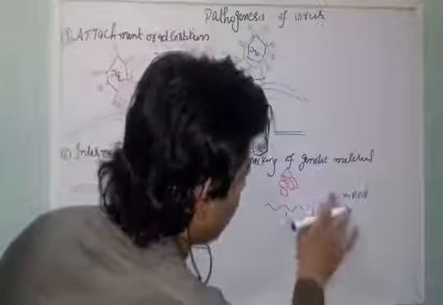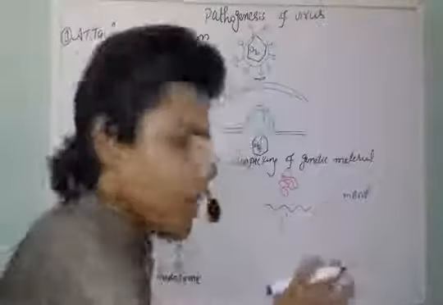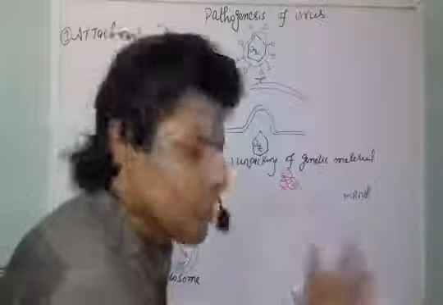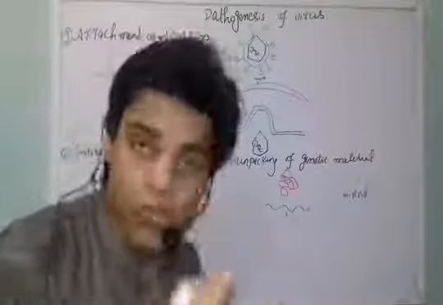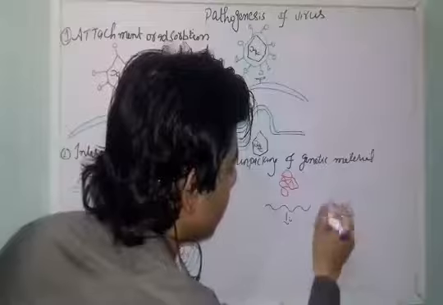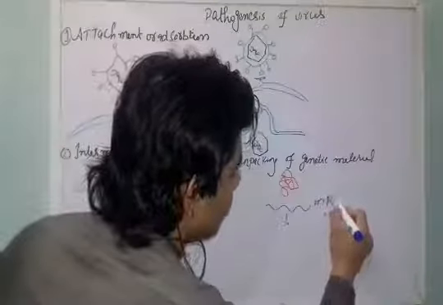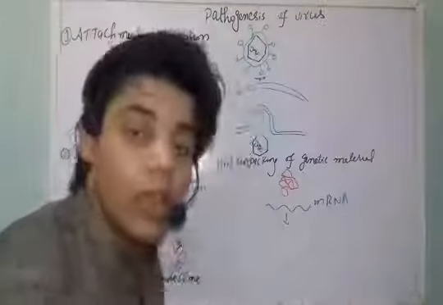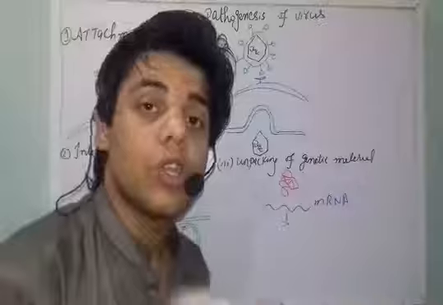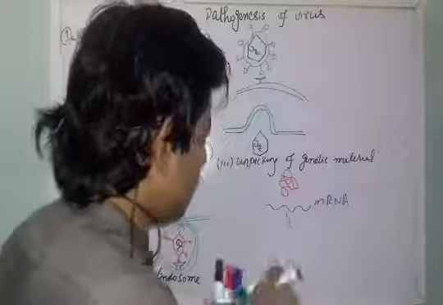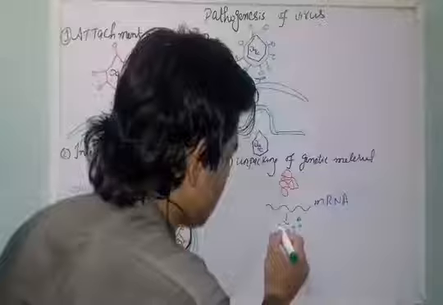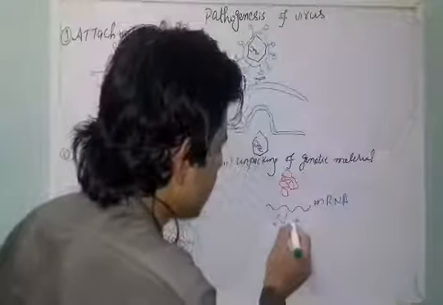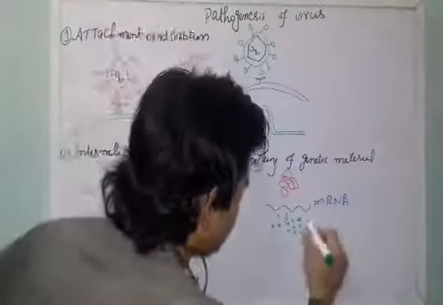Then the transcription process occurs, by which they produce messenger RNA. Once they produce the messenger RNA, the translation process will occur, by which they can produce the proteins. So now let me draw the proteins here. These are the proteins. These are the structural proteins.